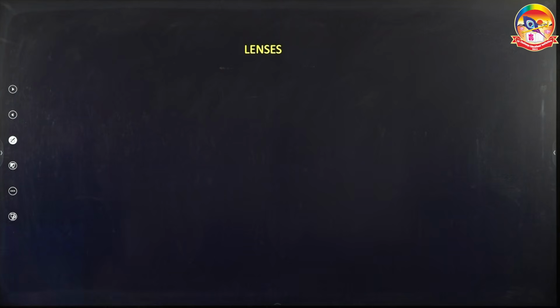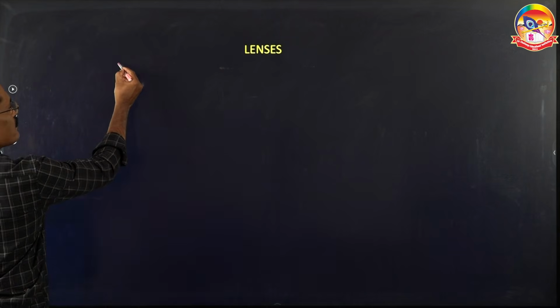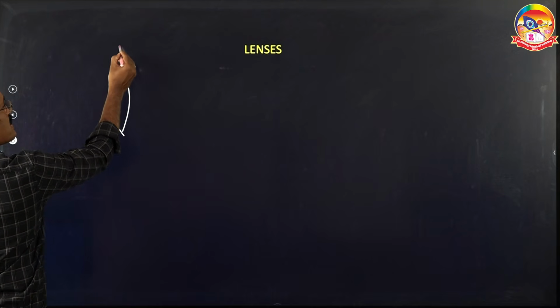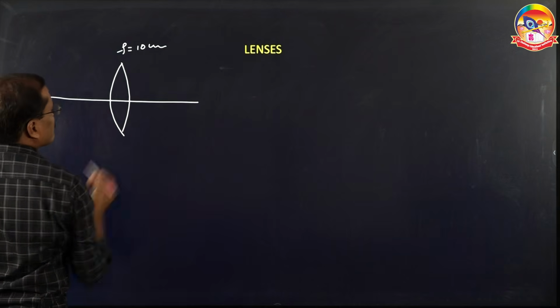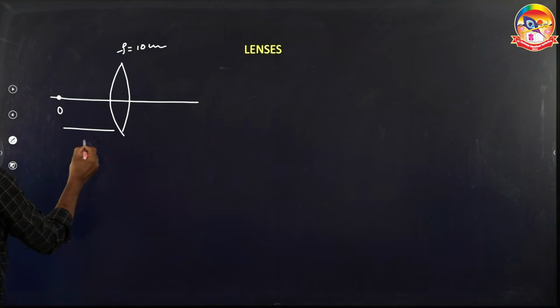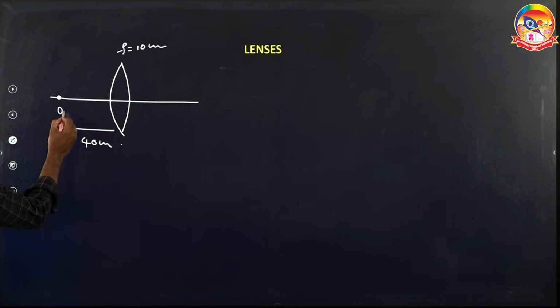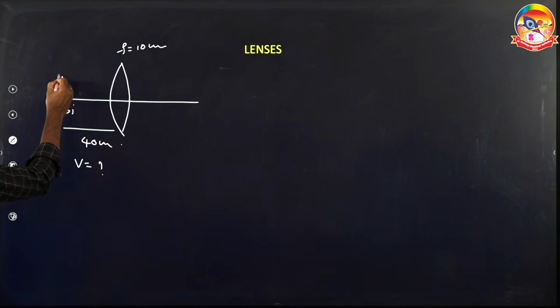Now, you see in the lenses one of the problems we will see here, a simple question I will give to you. Let us take that here, there is a lens of focal length 10 centimeter and the object is placed here at a distance 40 centimeter. What is the distance of image? The size of object is also given, size of object is 2 centimeter. What is the distance of image?